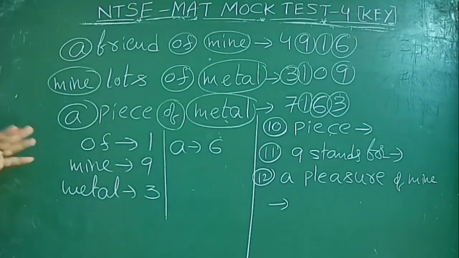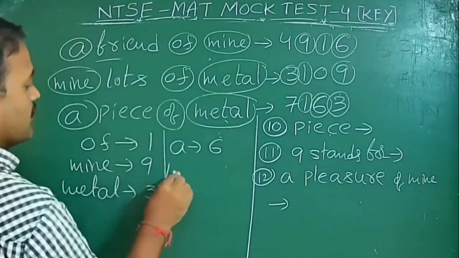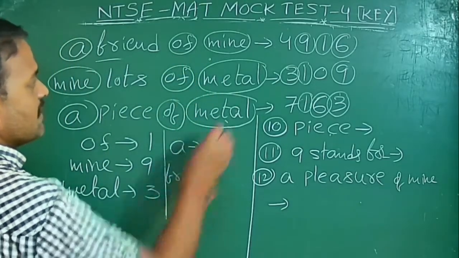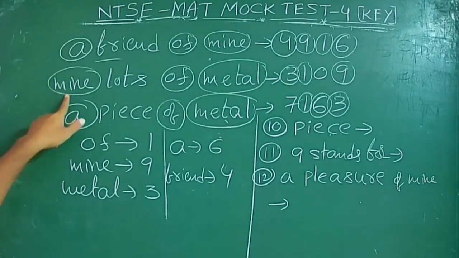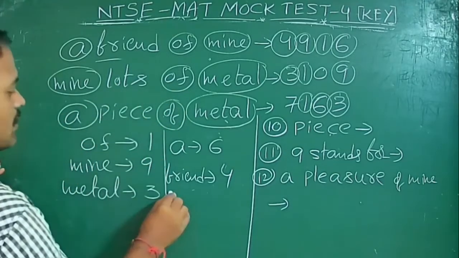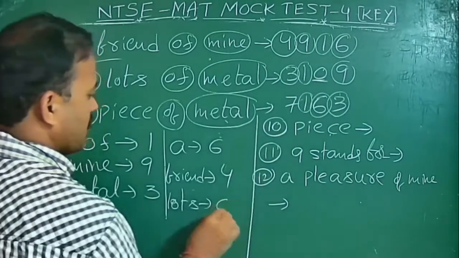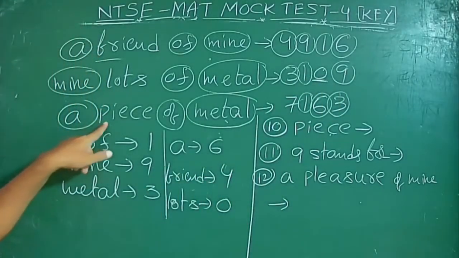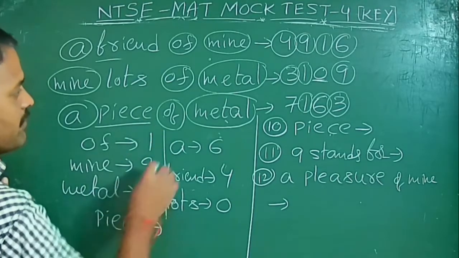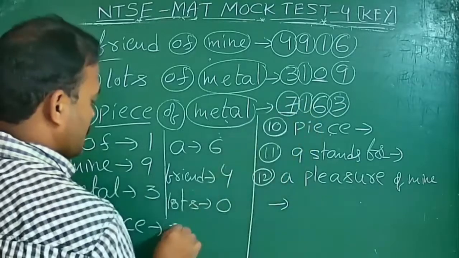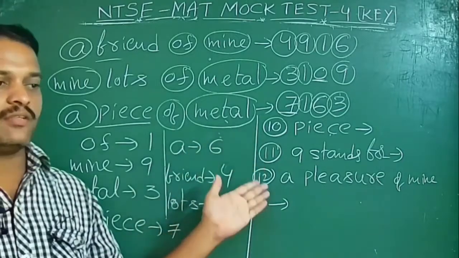So for the remaining, in this only 'friend' is left, so the friend code is 4 only. See here, all will be completed and only 'lots' will be there. For 'lots', only 0 is pending, so the code of lots is 0. And again here only 'piece' is pending, and only the letter 7 is pending, so the piece code is 7. So using this you need to find out 10, 11, 12.